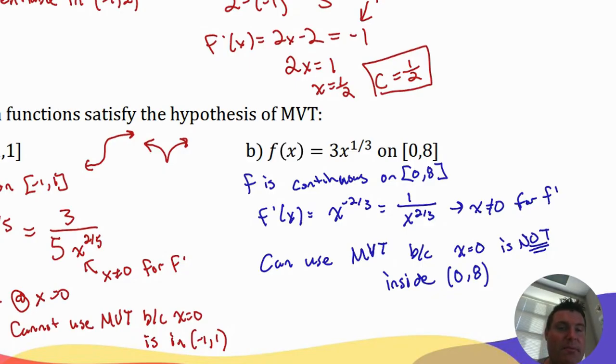That's a big error that many students make: they're so worried about the differentiability on the endpoints, and we don't care about the differentiability at the endpoints. We care about the continuity on the endpoints. We care about the differentiability in between the endpoints.